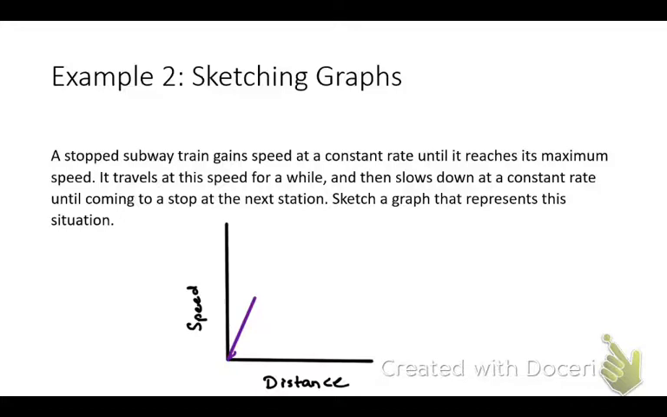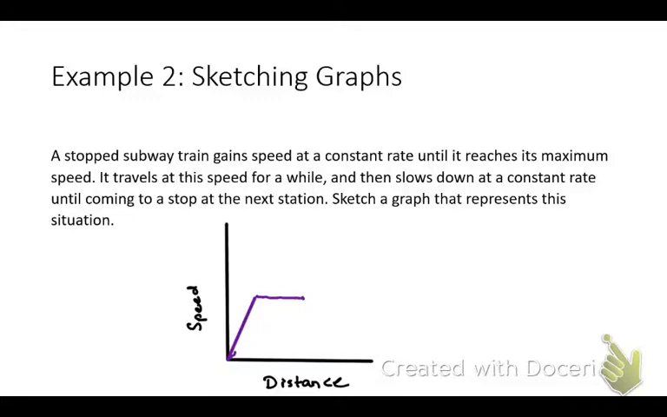All right? And then, what does it say next? It travels at this speed for a while. So what kind of line would represent that? Just a straight line across. It travels at that speed for a while. All right? Just a straight line across. It's kind of hard to do on my iPad. So there we go. That's my best effort.